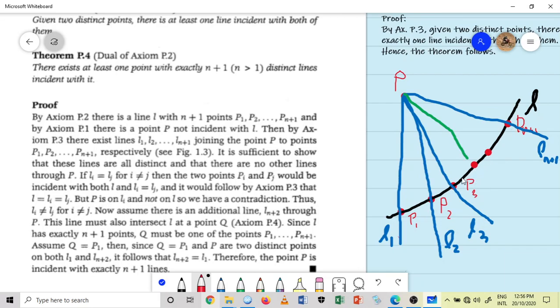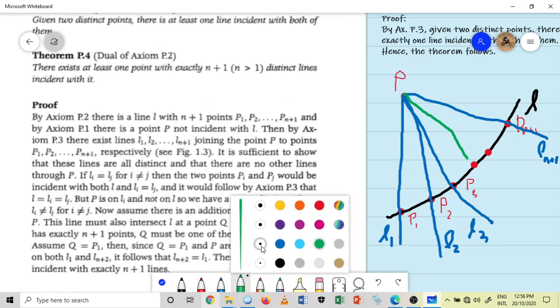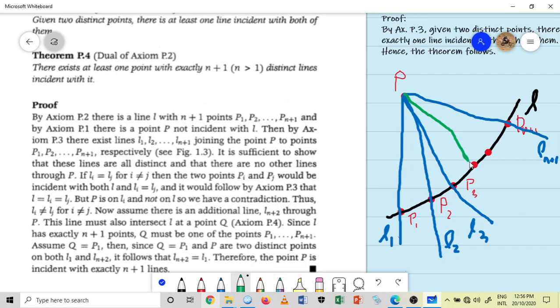Again, the points on L are distinct, meaning these 2 are not the same. These 2 are different points on L. But this green line connects these 2 points to P, meaning this green line should have passed through both points. Meaning, it could have looked like this.